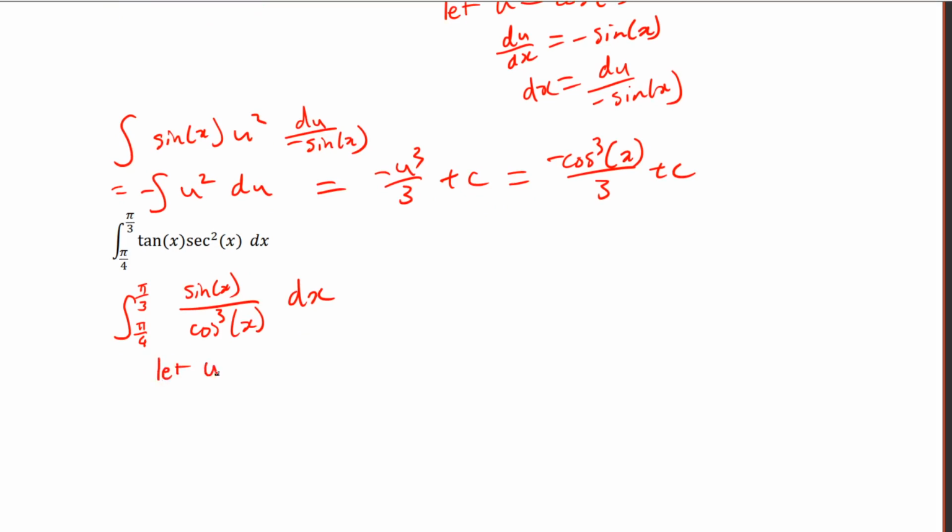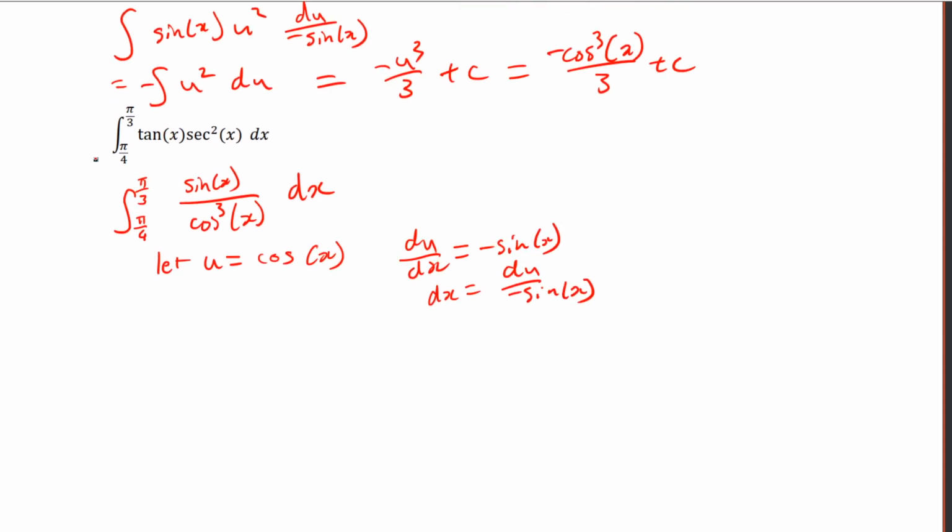So if I let u equal, say, cos x, then I'll have du dx equals minus sine x. So dx equals du on minus sine x. Remembering I need to put my terminals in terms of u, since I'm changing everything to u. So if u equals cos x, I need the top terminal to be cos of pi on 3. So it's going to be half, and then cos of pi on 4, so 1 on root 2.